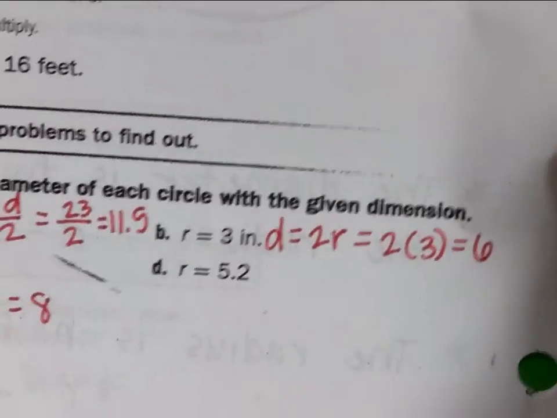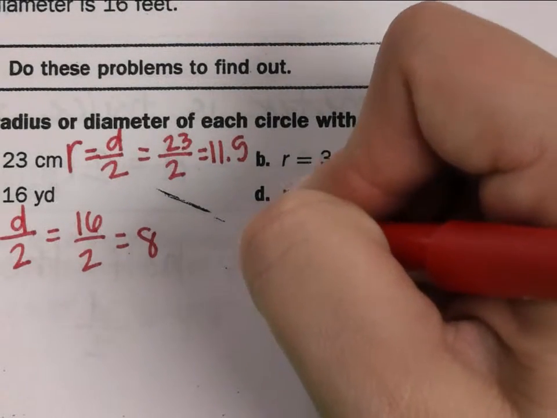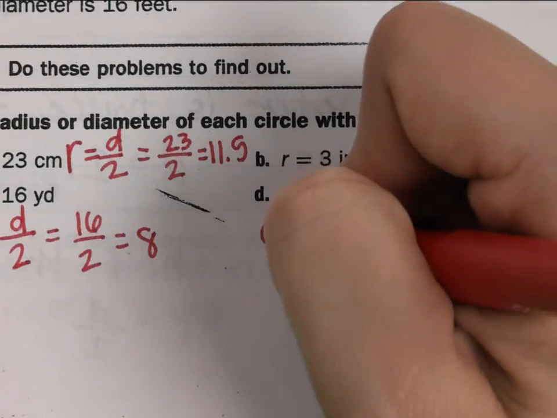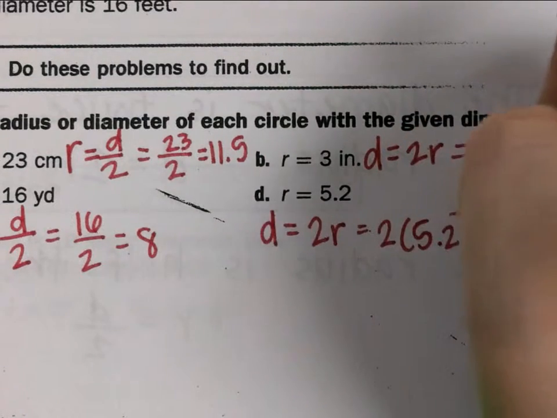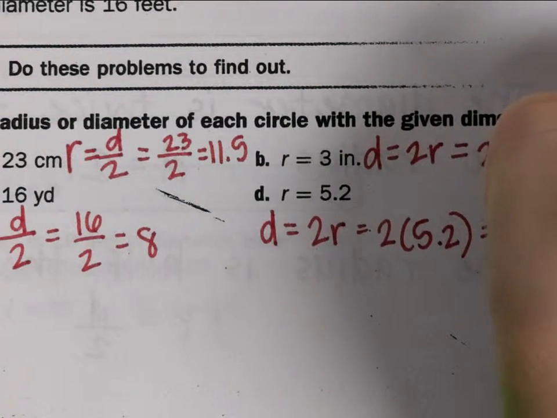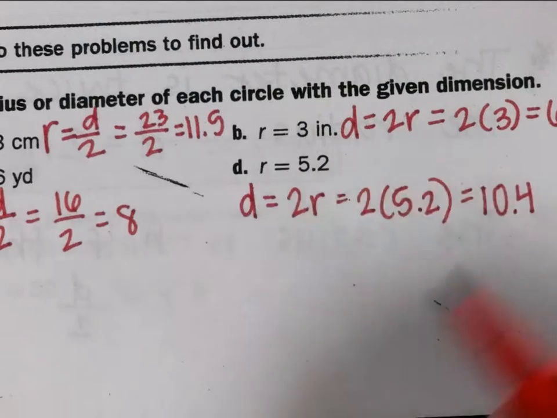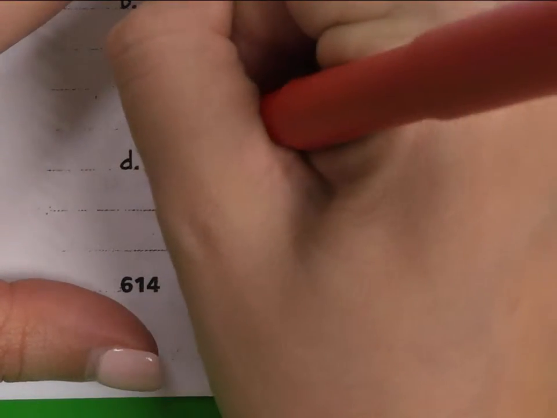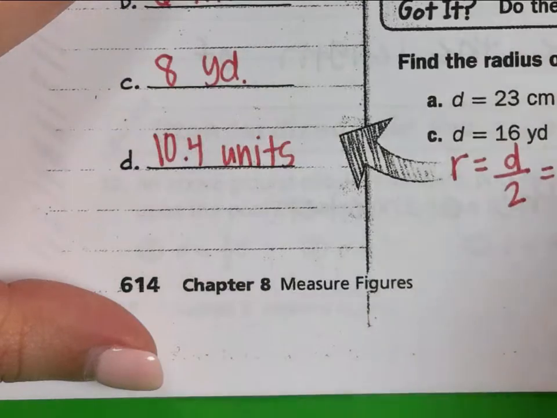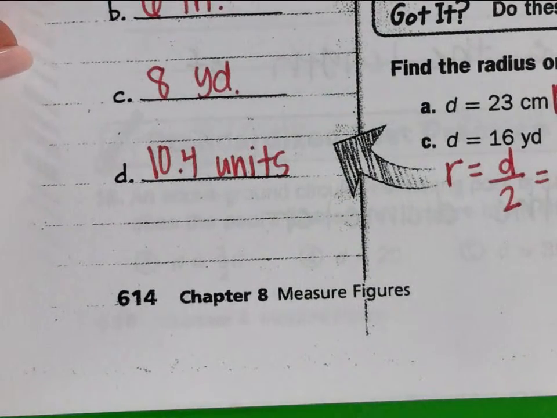Yeah, pretty simple. And last one, radius is 5.2. So what am I finding? The diameter, which is just 2r. So 2 times 5.2 gives me what? 10.4. 10.4 what? Units. I don't have anything there, so when you don't have anything, it's simply just units. It's 10.4 units. Any questions about that? Radius and diameter. Pretty easy, right?